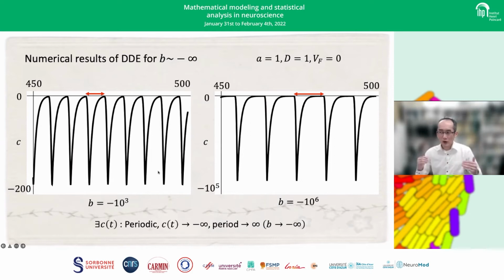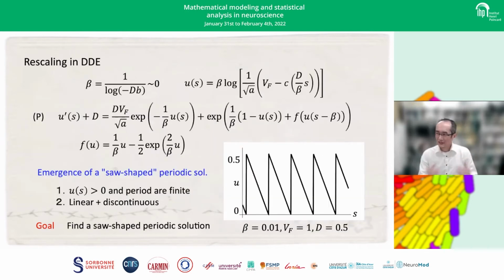From this numerical result, we expect that there exists a periodic solution C in DDE satisfying these conditions. The value tends to minus infinity and the period goes to infinity. From this expectation, we do some rescaling in DDE. Unfortunately, I don't have much time to explain it, but anyway, I want to introduce this scaling. Please remember, B is close to minus infinity, so beta is close to 0. And the new function U is explicitly given by this one. Here is the original function C, okay? Using this function, we can get another DDE named P for function U, okay?